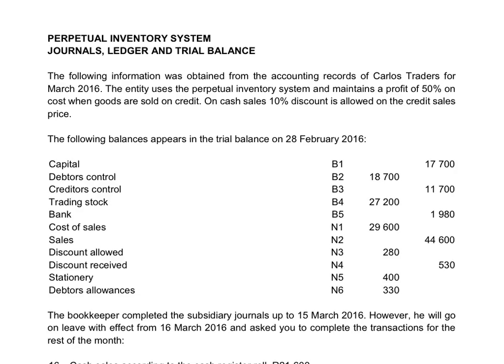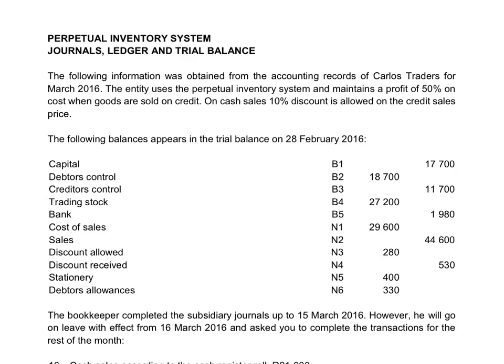Good morning. We will pay attention to the perpetual inventory system when we complete journals, ledger, and trial balance. The following information was obtained from the accounting records of Carlos Traders.